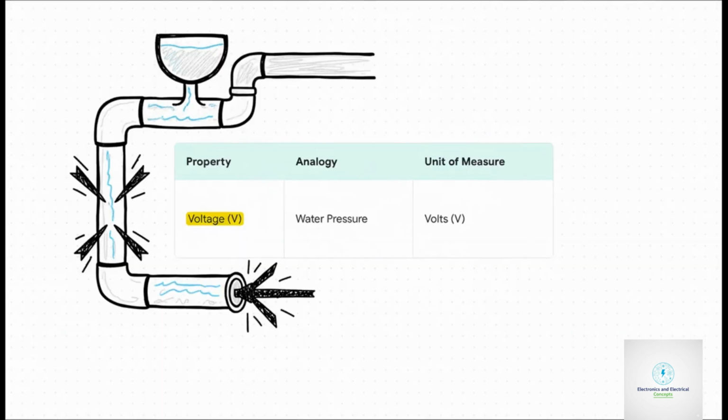And this is where our water pipe analogy really helps. Just think of voltage as the water pressure inside that pipe. The more pressure, the stronger the potential push. And we measure this electrical pressure in a unit you've definitely heard of before: volts.